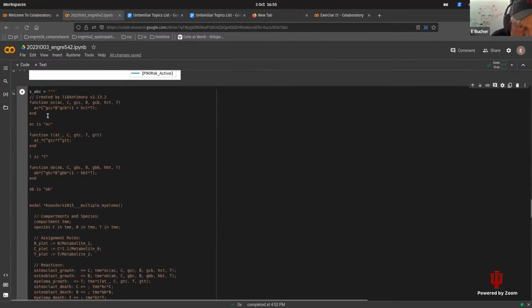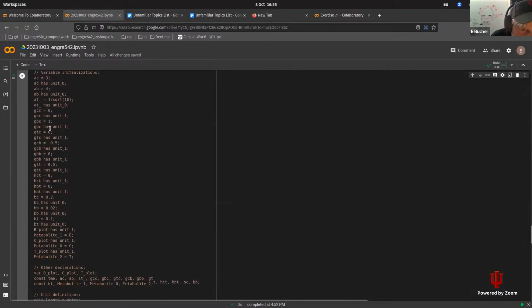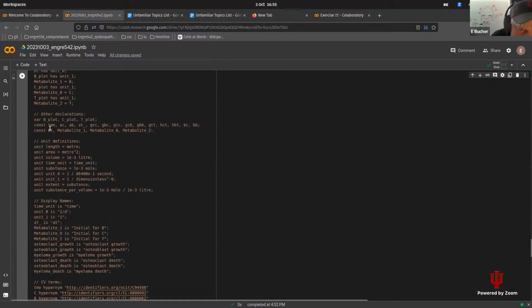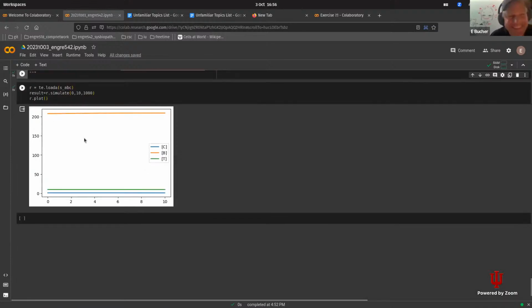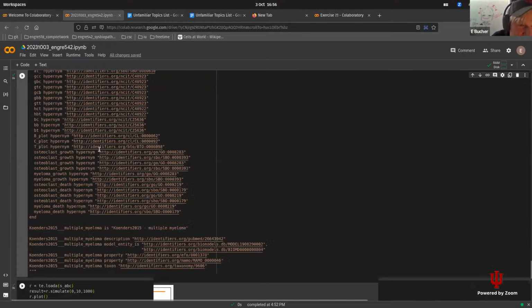So this is what I copied, yeah. I haven't even studied it, but when I run it, it looks like this. So it's not doing anything. Yeah, but it works. It doesn't give an error. So I would now have to understand what goes on with these different variables.